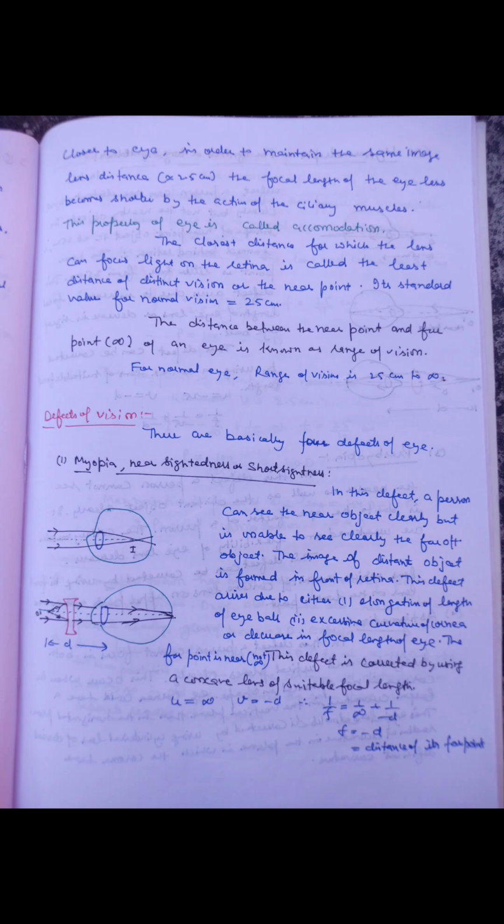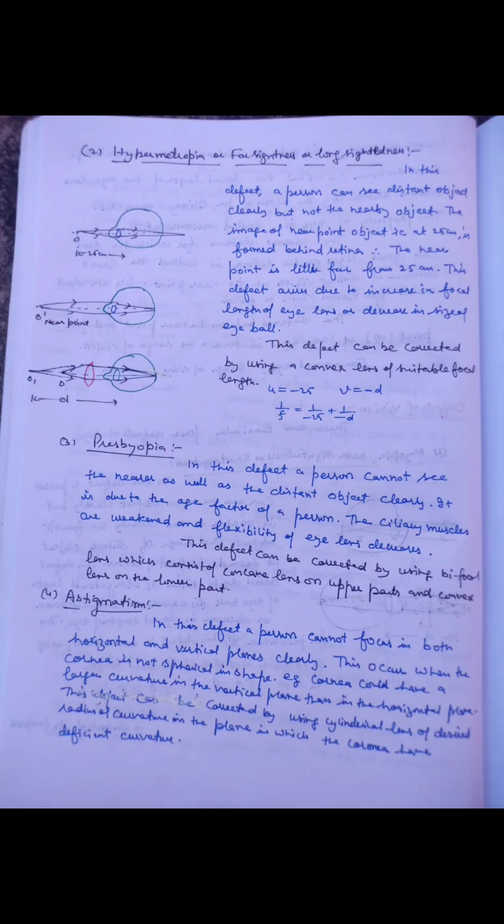In myopia, person can see the near object clearly but is unable to see the far off objects. This defect can be removed by using concave lens of suitable focal length. In hypermetropia, person can see the distant object clearly but is unable to see the nearby object. This defect can be removed by using convex lens of suitable focal length.